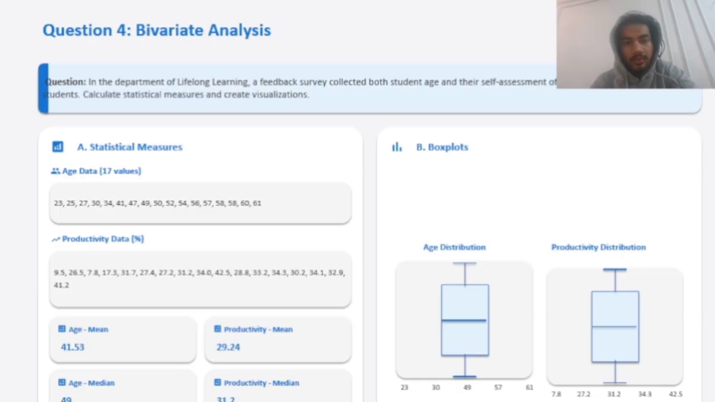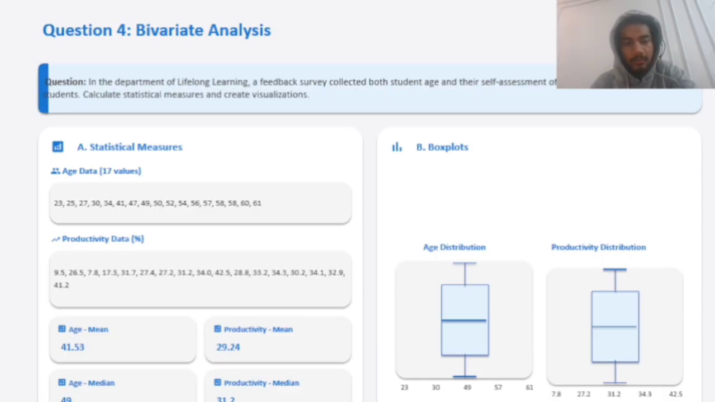And third, for standard deviation of age, standard deviation shows how spread out the ages are from the mean. So our SD will be 12.2, indicating moderate variation. Some participants are much younger or older than the average. So to analyze productivity, we will first find mean productivity. The mean productivity percent of our data is 29.24. This represents the average productivity score across all individuals.